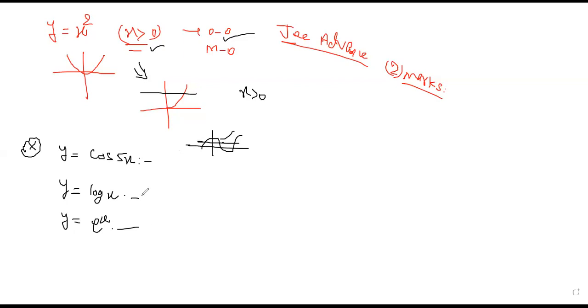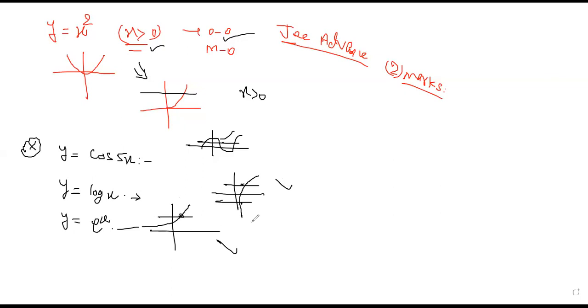Okay. Log x is one one. Very good. And its graph will cut only one point. Okay. Write down first. e raised to power x is also one one. And its graph is only increasing, so that it is one one.